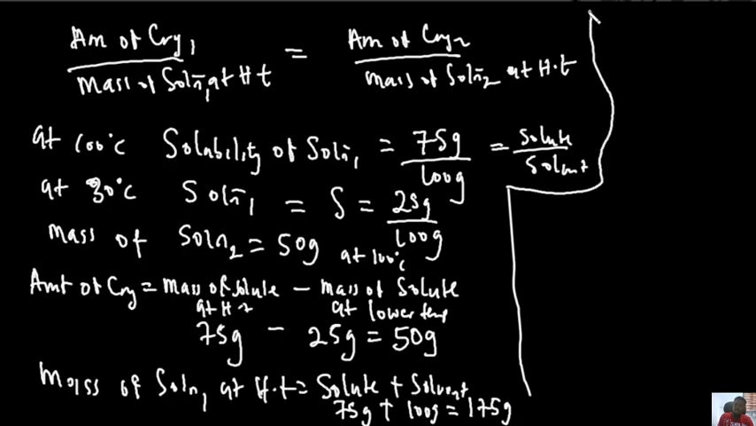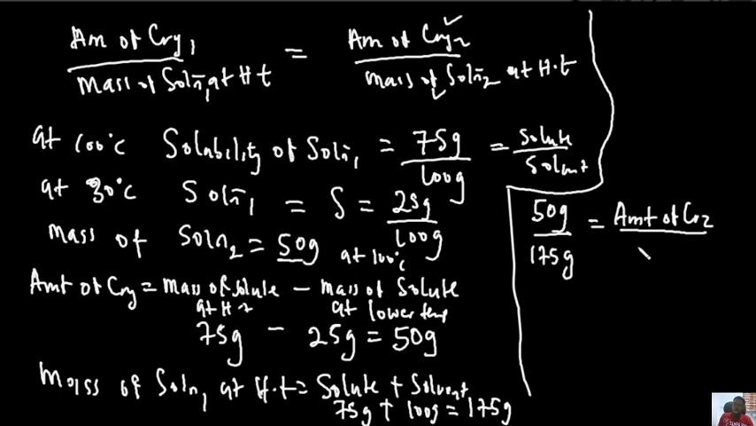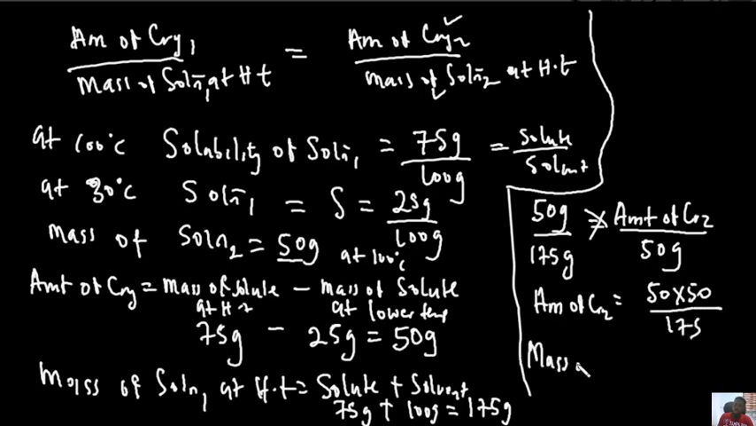What is the next thing we need to solve this question? We are asked to find the amount of crystal produced in solution 2, and the mass of solution 2 was identified as 50 grams. So let's put our parameters here. Amount of crystal 1, which is 50 gram, as we found here, divided by mass of solution 1, which is 175 gram, is equal to amount of crystal 2 divided by the mass of solution 2, which is 50 gram. If you cross multiply, the amount of crystal 2 is equal to 50 multiplied by 50 divided by 175. Hence, the mass of crystal 2 would be 2500 divided by 175. I guess that should give us 14 point something.